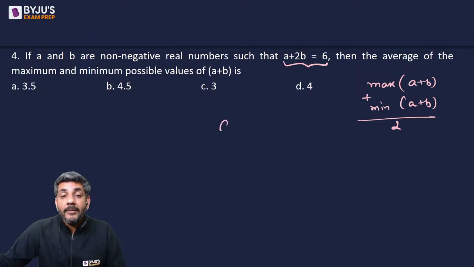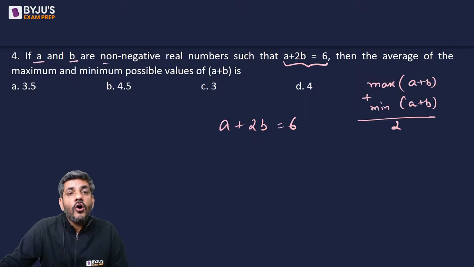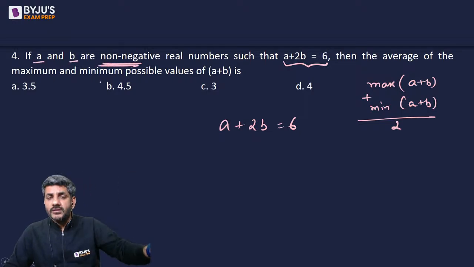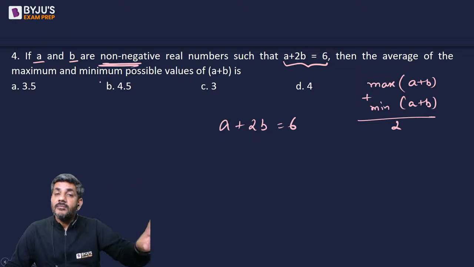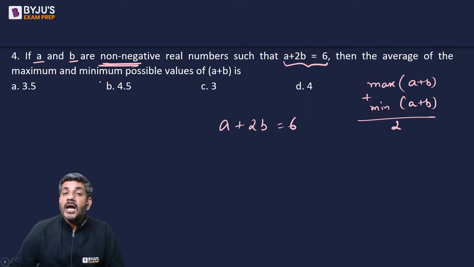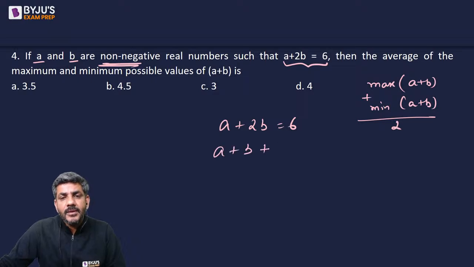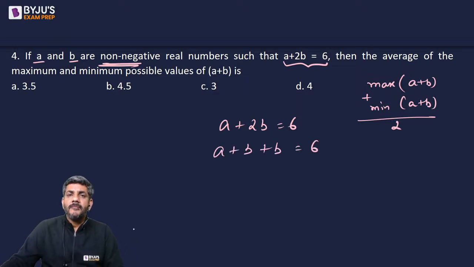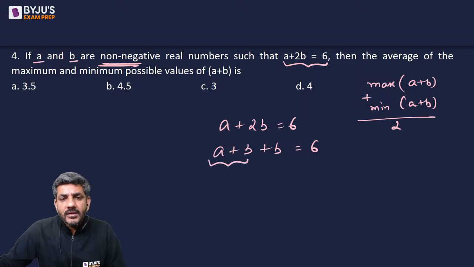Question is giving you a plus 2b is equal to 6. He also says that a and b are non-negative real numbers. That means zero से नीचे नहीं हो सकते. They can be zero or above. I am looking for a plus b. I am given a plus 2b. So can't I write a plus 2b as a plus b plus b? सही बात है. So what is a plus b? A plus b is equal to 6 minus b.